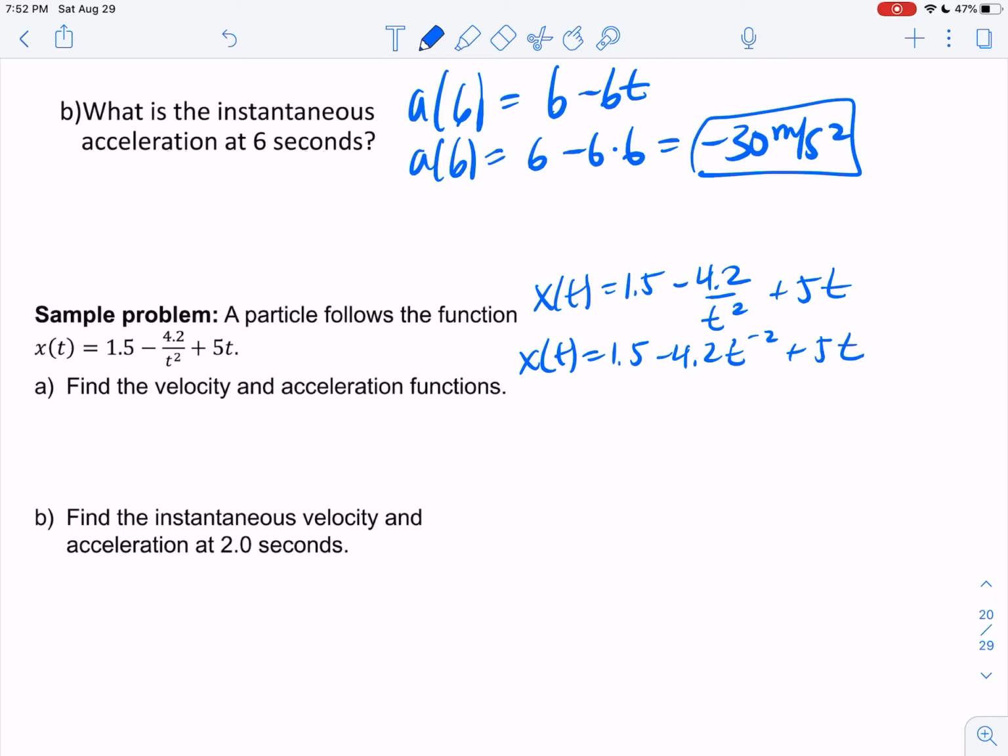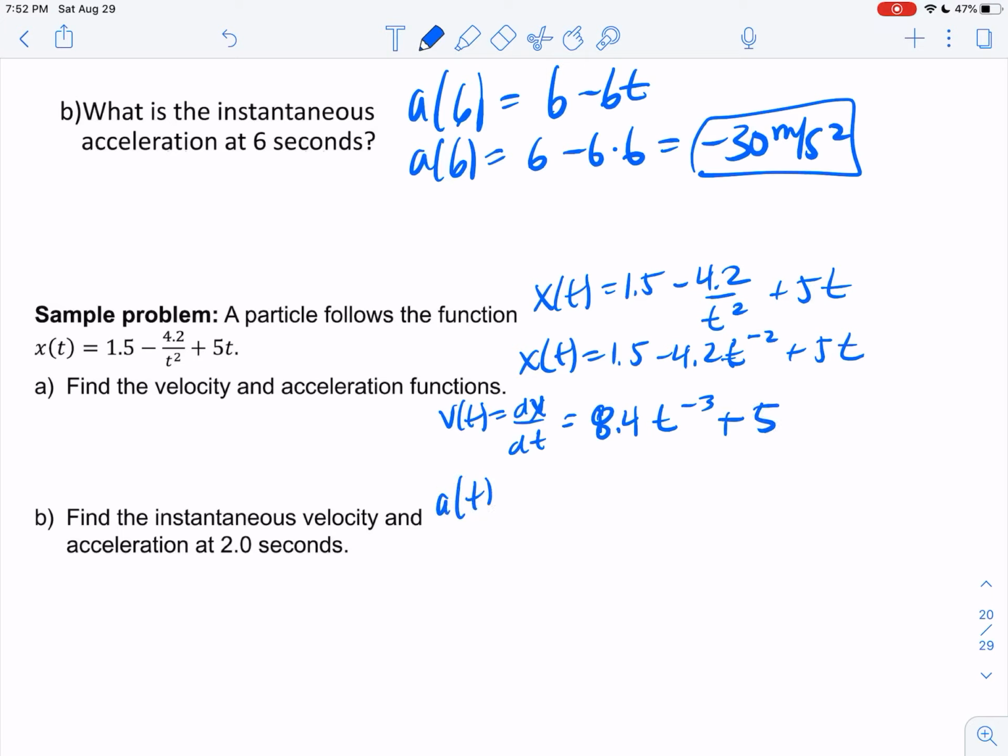All right, and then I'm going to take the velocity, which is the derivative of position. The constant goes away. I'm going to drop down the negative 2 to become positive 8.4, and then I'm going to drop the exponent by 1, and then plus 5.